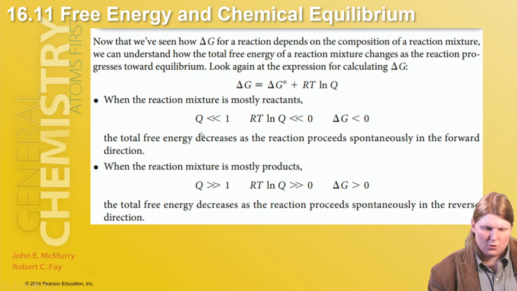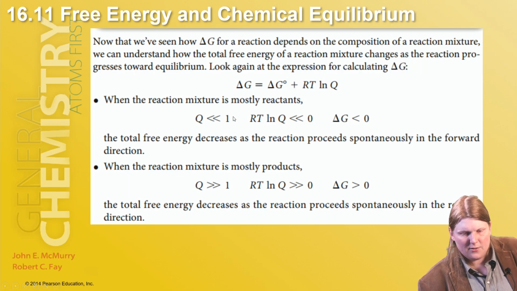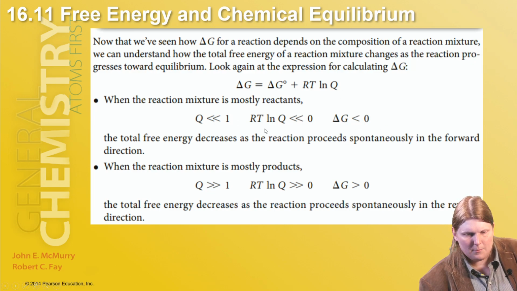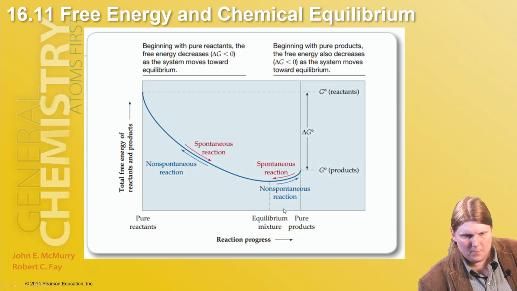When a reaction mixture is mostly reactants, Q is less than 1, RT ln Q is negative, and delta G is negative, so the reaction can form some products. In the reverse case, the reaction will reverse itself and delta G will be positive. So they talk here about spontaneous and non-spontaneous reactions moving toward an equilibrium where delta G is 0, where there's no change in G, and where we've minimized the reactant versus product energy situation.